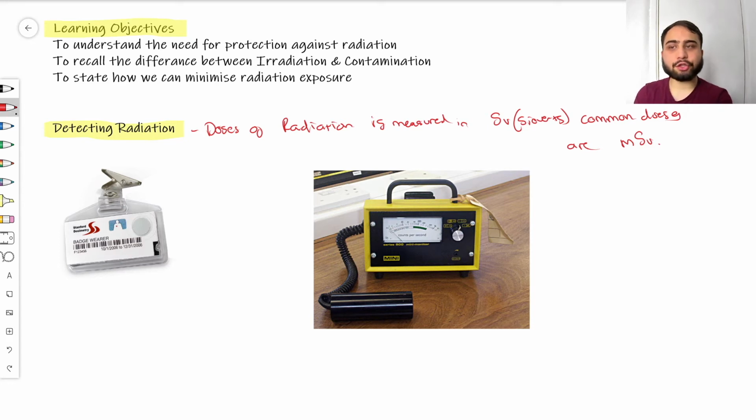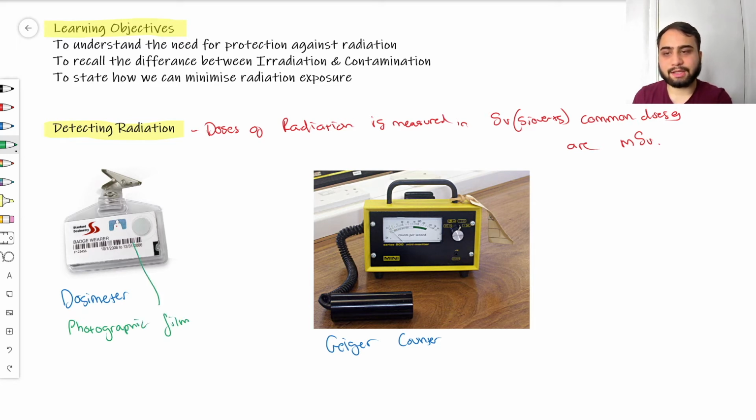Okay, now there are two main ways that you need to understand of detecting radiation. One is called a dosimeter. Another, the more recognizable one, is called a Geiger counter. Let's have a look at a dosimeter first. So a dosimeter is just a badge worn by some people who are exposed or will be working with radiation, and that has photographic film on it. So that's this little circle right here.